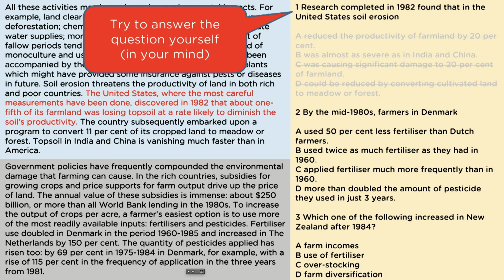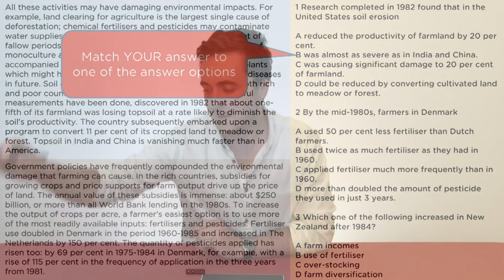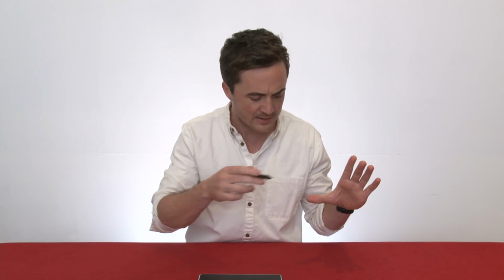So research completed in 1982 found that in the United States, soil erosion, ... Then you read this part of the text and you find out what happened to soil erosion, right, in 1982. Then you go and you match your answer to one of the answer options. For example, let's say that in 1982 in the United States, soil erosion was eliminated as a problem. Okay, so you read that, the problem was eliminated in 1982. Okay, cool, I think I understand that.